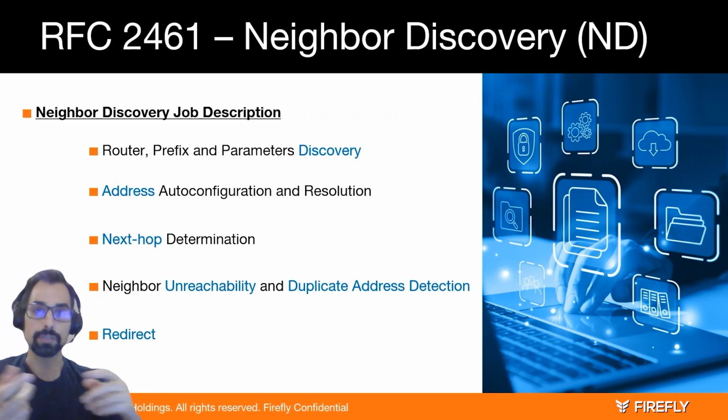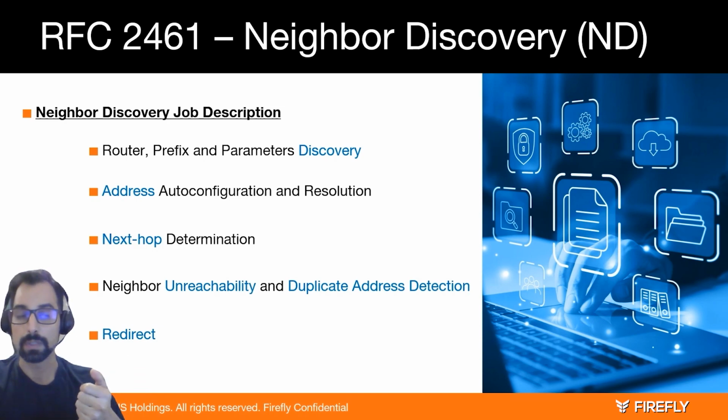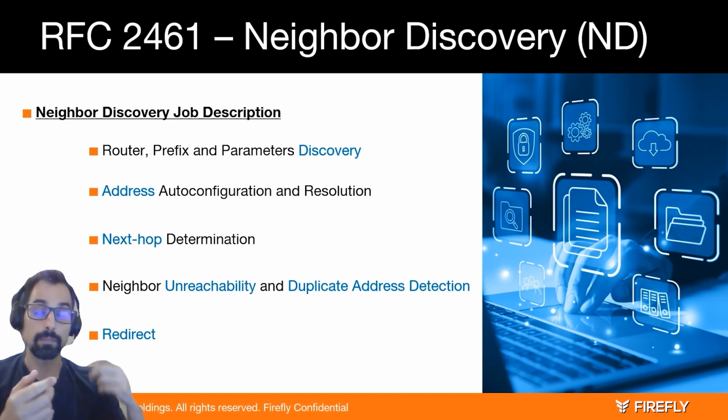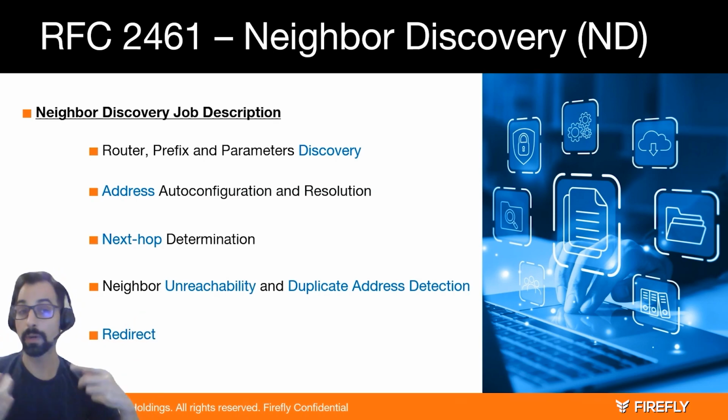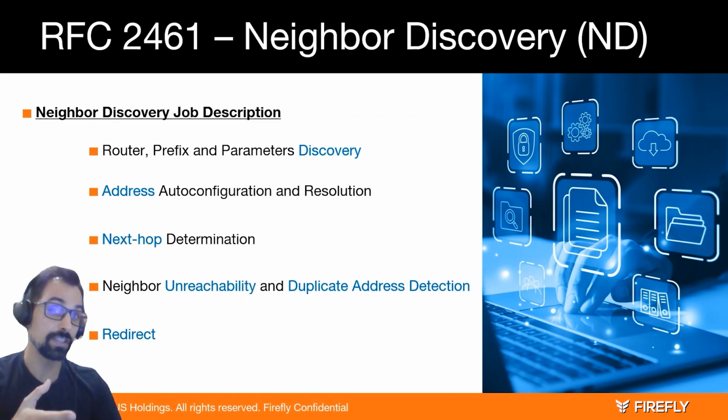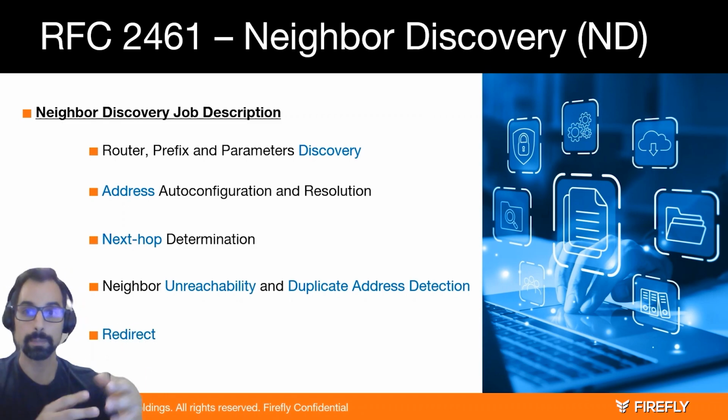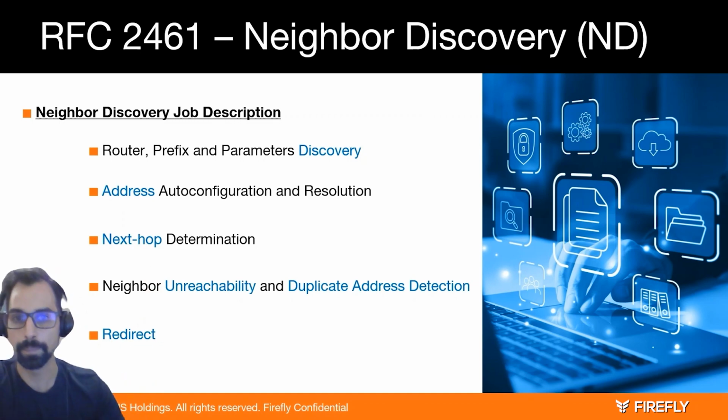And resolution also, as we were saying, to get layer 2 addresses from my neighbors, and also to keep that table updated, right? If for whatever reason the layer 2 address changes, my neighbor discovery protocol is going to help me update my cache table. Next, hop determination for routing, and neighbor unreachability and duplicate address detection.